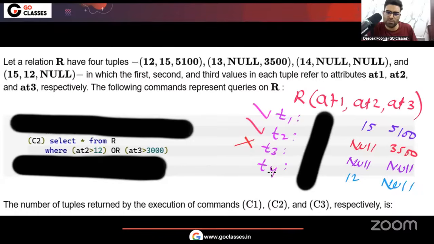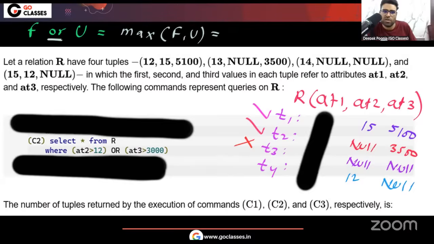What about this T4? You can see 12 greater than 12, that is false. What about 83 greater than 3000? Comparison with null, that is unknown. False or unknown, what is that? Remember, OR simply means max. You are taking max of f comma u. F means 0, u means half, so that is basically u. The overall where condition has become unknown, so this tuple will be rejected. So for this C2, I can say two tuples in output.